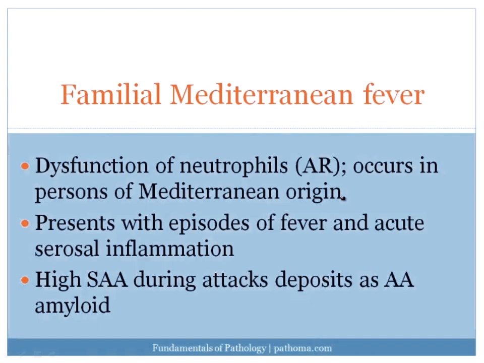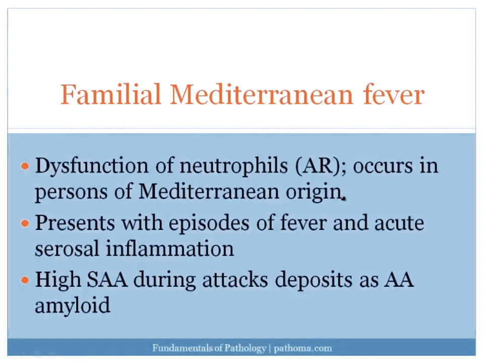It also will usually involve serosal surfaces. And if it's going to involve serosal surfaces, we'll get some very classic findings. For example, if it involves a serosal surface of the heart, that's the pericardium, it can present mimicking myocardial infarction. If it involves the serosal surface of the abdomen, it can present mimicking acute appendicitis. These are some of the classic clinical symptoms of familial Mediterranean fever.